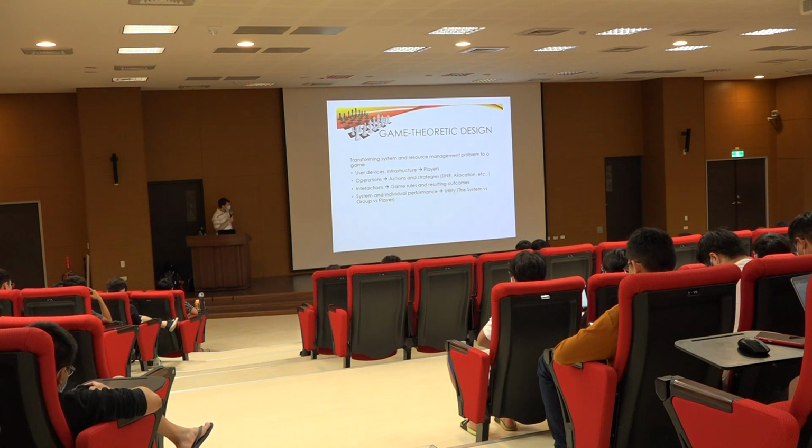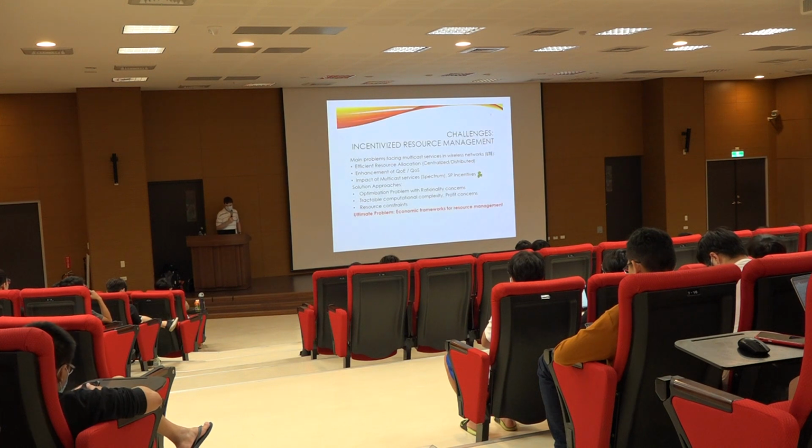So in this context, we start asking, with a system in play, users interacting, and expected behavior for allocation, how can we prevent selfish or self-centered behavior and optimize the overall system goal? So incentivized resource management facing multicast services involves items such as efficient resource allocation.